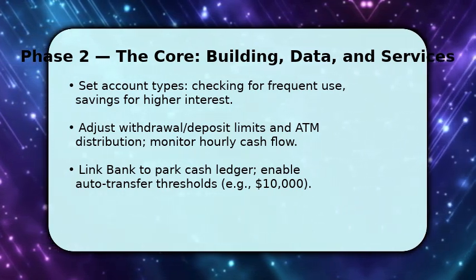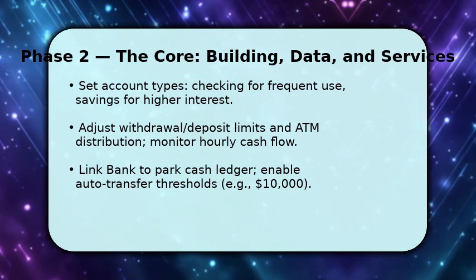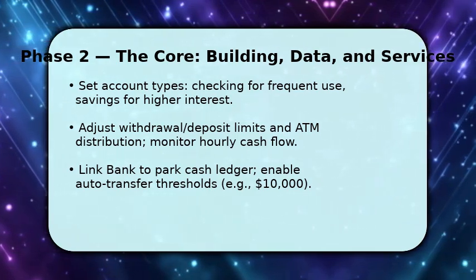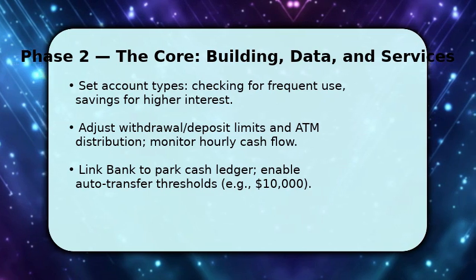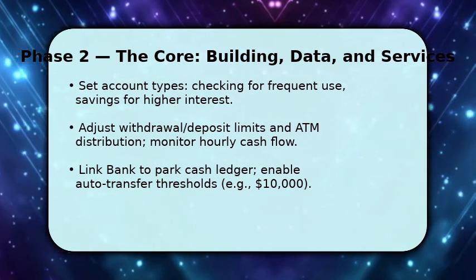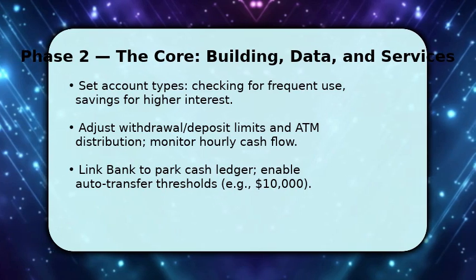Make sure to link the bank to your park cash ledger and set auto transfer thresholds. For example, trigger transfers at $10,000, so park funds stay balanced automatically while you watch customer patterns.